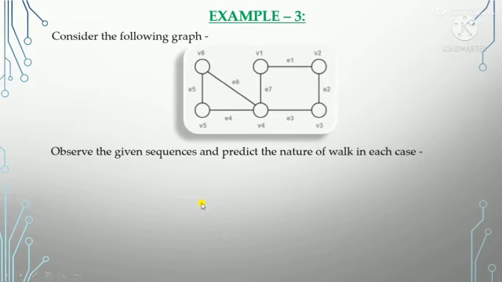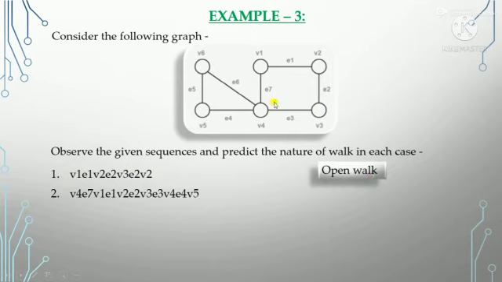Now we have another example. Suppose this graph is given. Observe the given sequences and predict the nature of the walk in each case. Here our vertices and edges are given. First of all, we have this walk: V1 E1 V2 E2 V3 E2 V2 E2 V2. So what is this? This is an open walk, because the first and the end vertex are different.